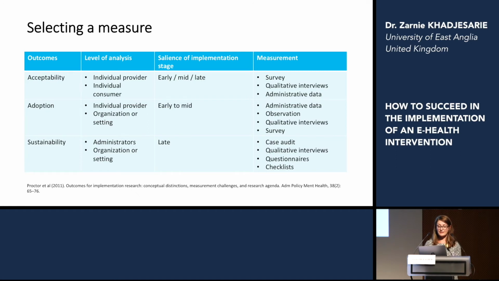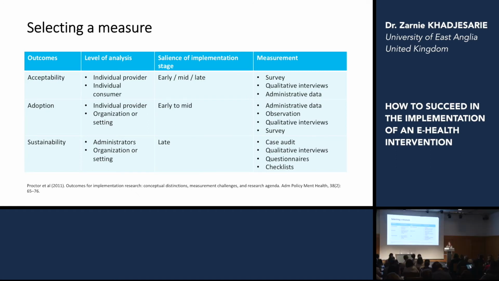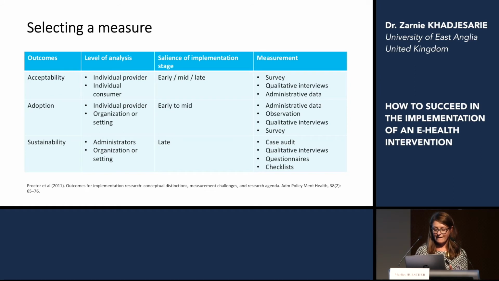It's important to think about the salience of the implementation stage. So obviously for sustainability, we're interested in later on in the implementation process. For adoption, early to mid, and then obviously acceptability is relevant throughout. And there's no right or wrong way of measuring implementation. So ideally, you would use a combination of both quantitative and qualitative methods.